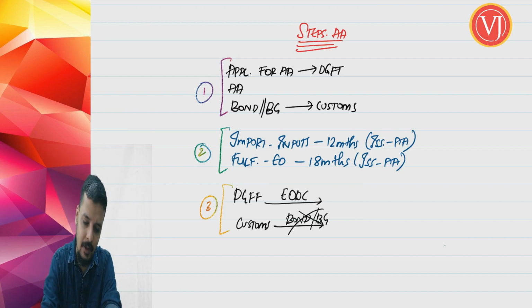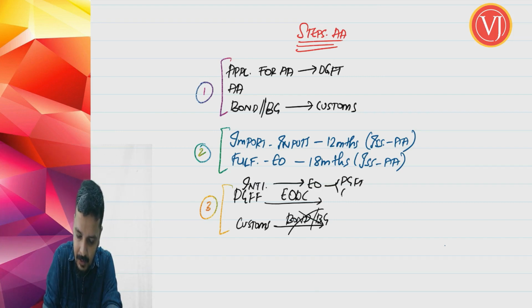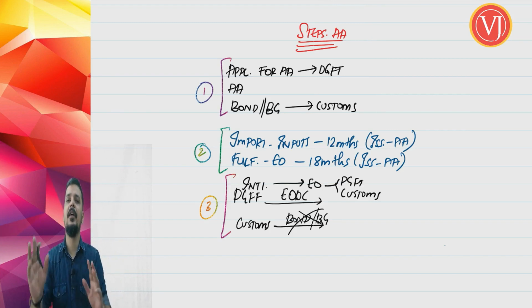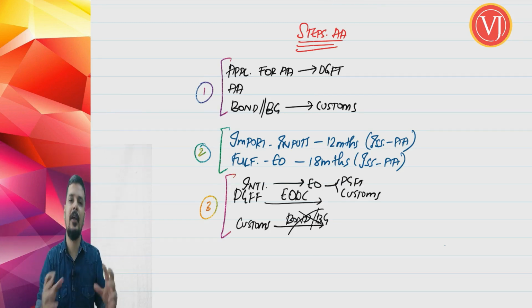If you like to talk about the last step, intimate completion of export obligation both to DGFT and customs. That will be done by the exporter. The exporter will intimate that I have completed my export obligation both to DGFT and customs. DGFT will give the export obligation discharge certificate both to the exporter and the customs, and customs will cancel your bond or bank guarantee.